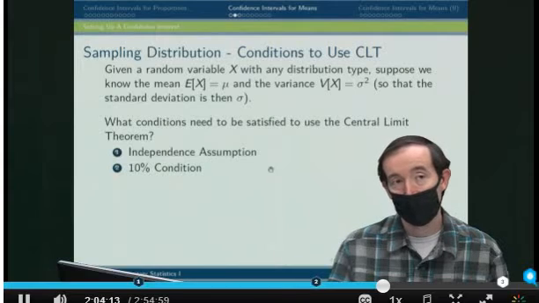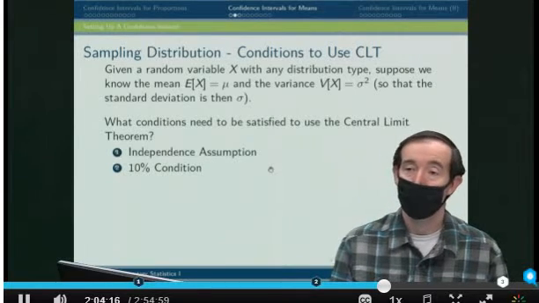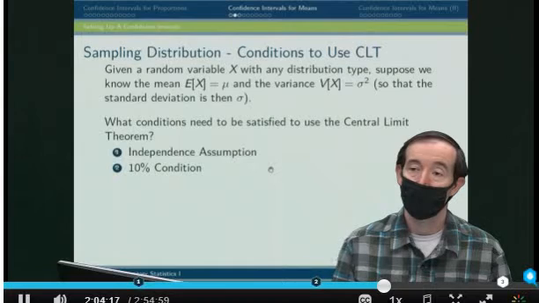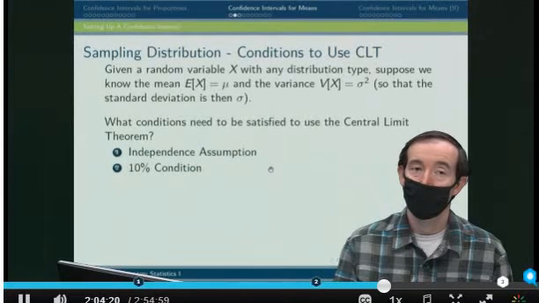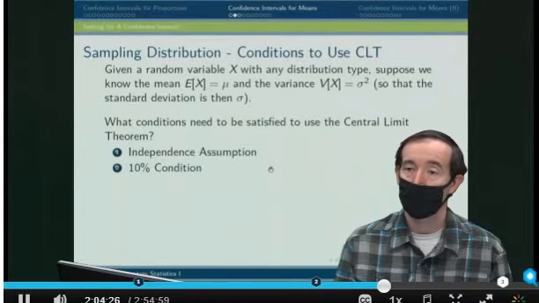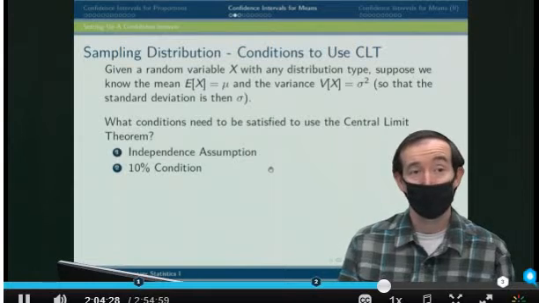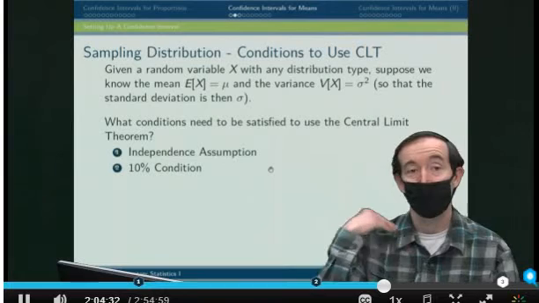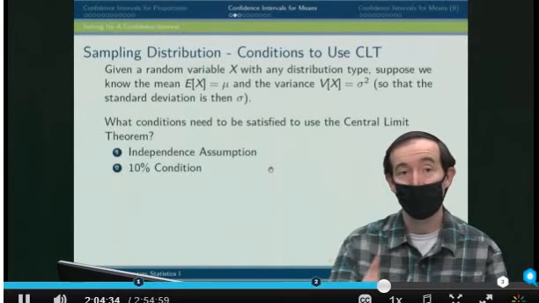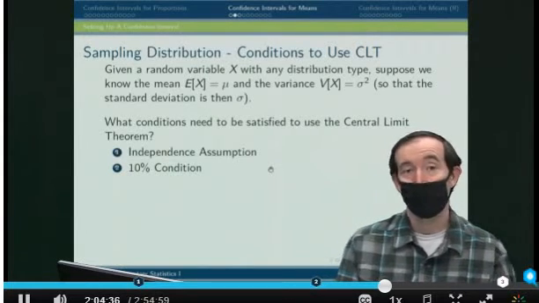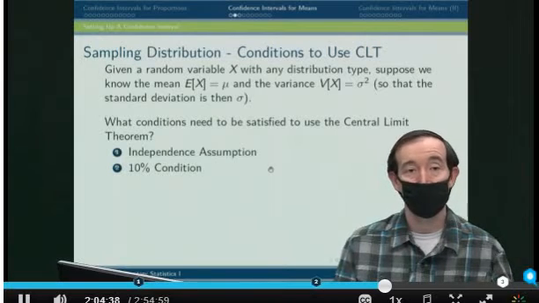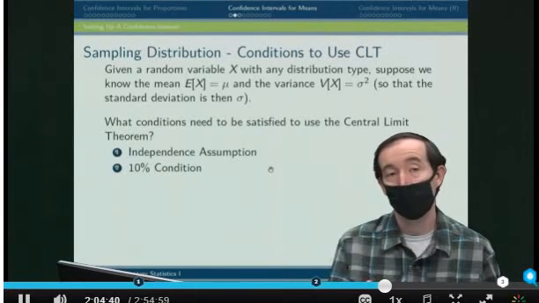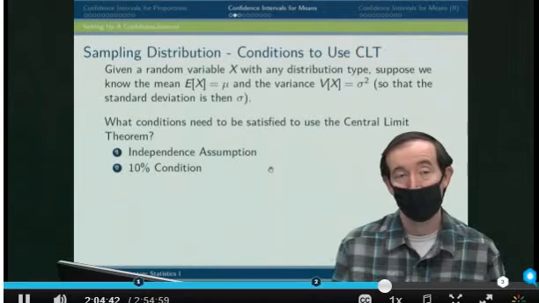What does the independence assumption say here? Okay, so what the independence assumption says is that one value in my sample compared to another value in my sample should be independent of each other. That having one value being a certain amount below the mean does not influence the probability of another value being a certain amount above or below the mean.